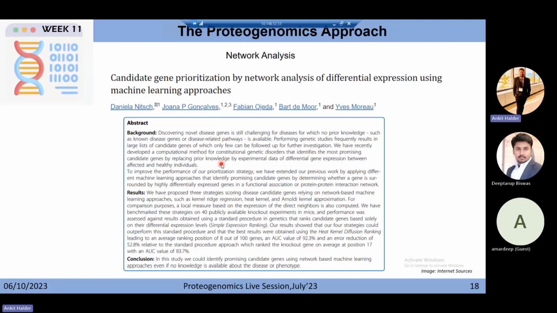What they are saying is that to improve the performance of our prioritization strategy, we have extended our previous work by applying different machine learning approaches that identify promising candidate genes by determining whether a gene is surrounded by highly differentially expressed genes in a functional association or protein-protein interaction network. So just think about the concept they have brought into place.